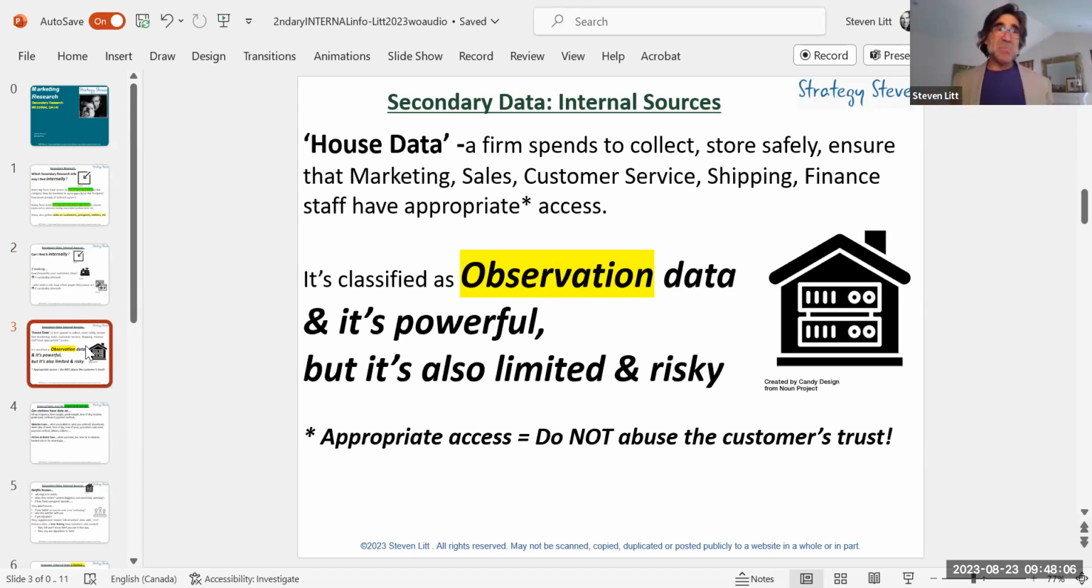A firm spends big to gather it, store it, etc. And so the idea is that you will use it if you're in marketing, sales, customer service, shipping, finance, but only appropriately. So once again, observation data is powerful, but it's also limited and risky. So please do not abuse the privilege of having access to customer data.